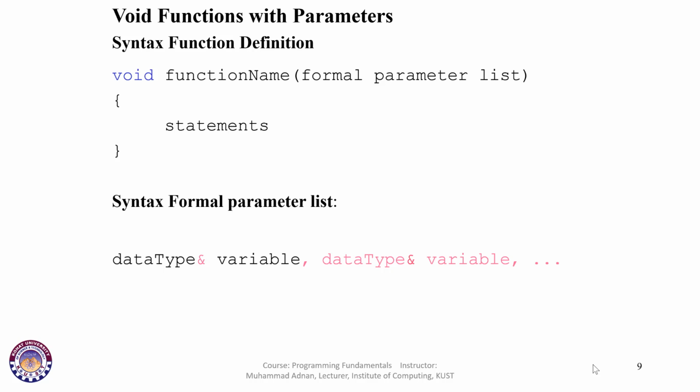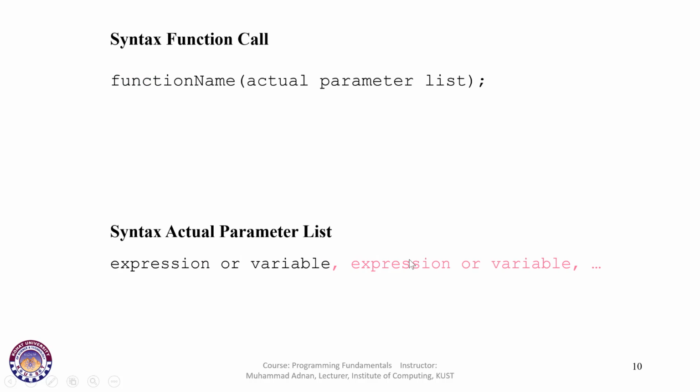So, void function with parameters. The syntax for a void function with parameters is that we still have the void return type, which means it will not return any integer or any other type of data. Then we have the function name and formal parameter list, and then we have statements. In the formal parameter list we have a data type, and then if needed a reference variable, and another data type and reference variable. If you are not using a reference variable, you can skip the ampersand sign.